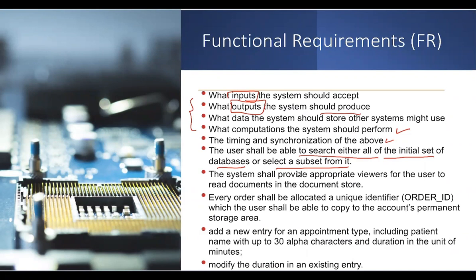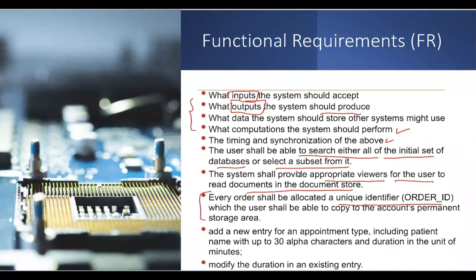Another example is we could state in the functional requirement that we would like the system to provide different viewers for the user to read documents in the document store, for example. We could even talk about orders. If our system is built for online purchase, every order shall be allocated a unique identifier. So you would like your system to provide a unique identifier for each order, which the user shall be able to copy to the account's permanent storage area.